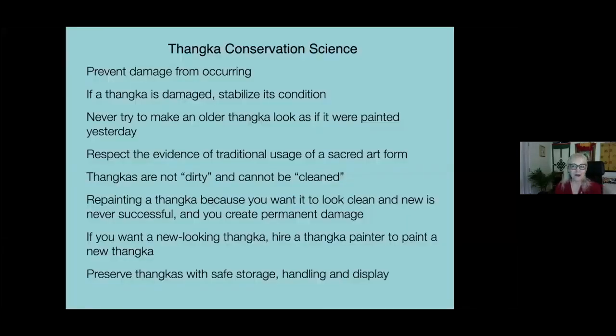This is my main message to you, besides not rolling the thangkas: please prevent damage from occurring. If a thangka is damaged, stabilize its condition. Never try to make an older thangka look as if it were painted yesterday. Respect the evidence of traditional usage of a sacred art form.